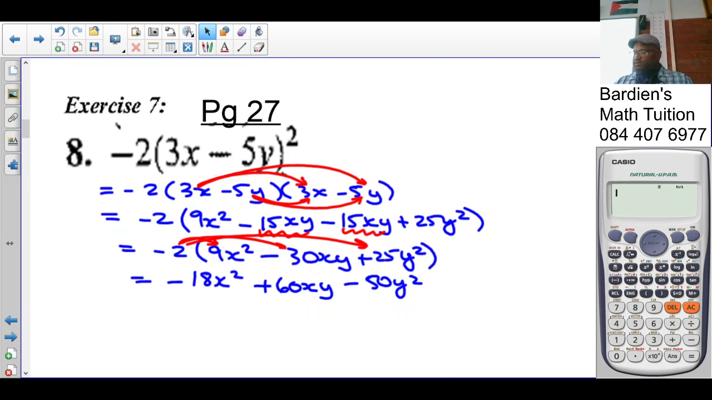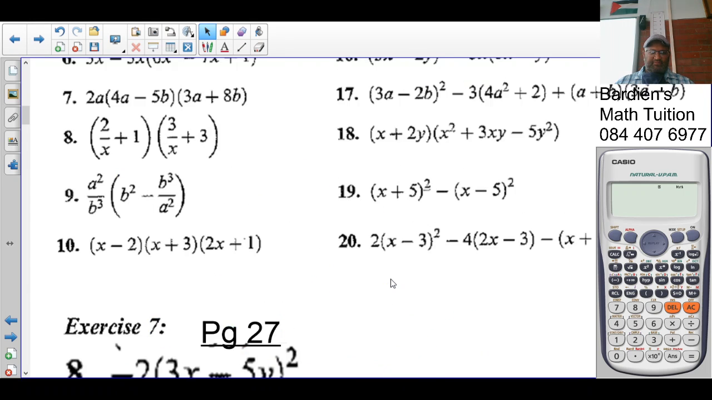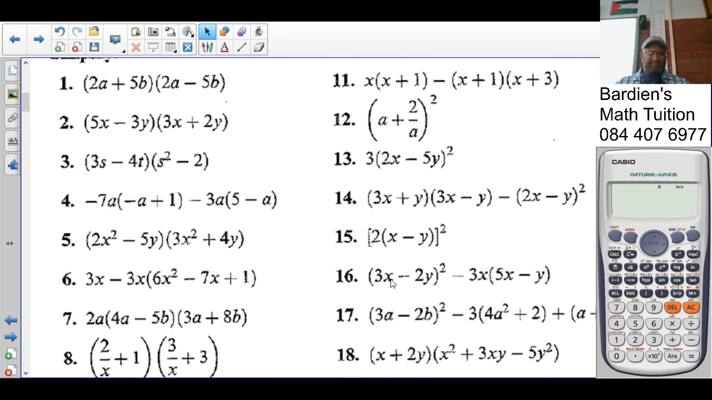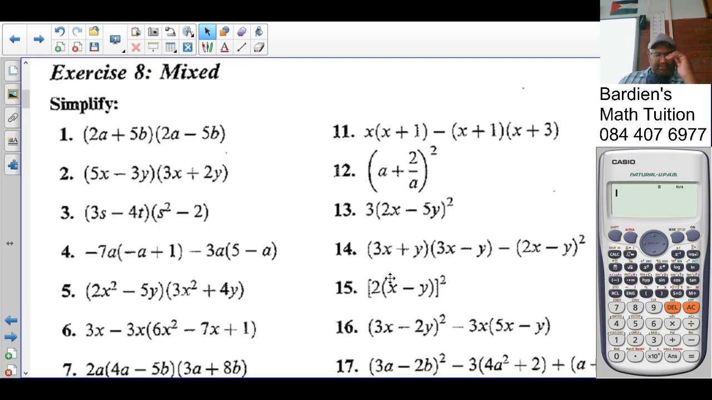Then you went on to exercise 8. You have to do the odd numbers. Okay. So exercise 8, the odd numbers. The first answer is 4a squared minus 25b squared. Okay.